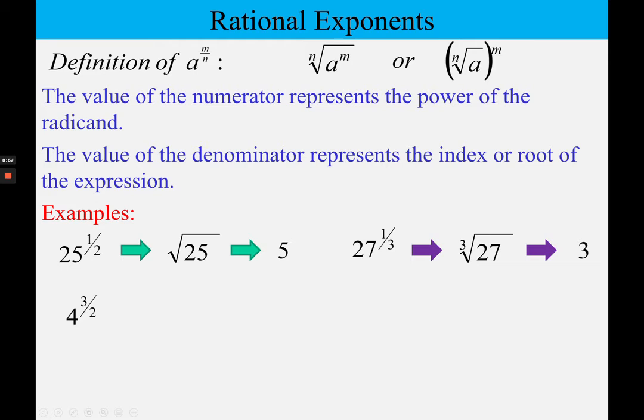4 to the power of 3/2 means you have the square root of 4 to the power of 3. 4 to the power of 3 is actually 64. 64 is a perfect square. Other than it is a perfect cube, it's also a perfect square. And the square root of 64 is actually 8.